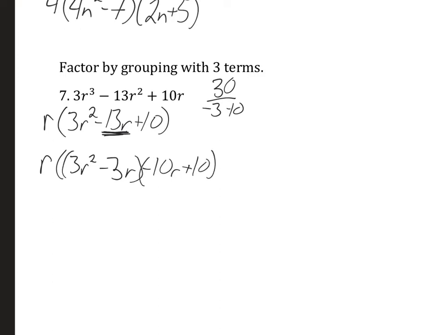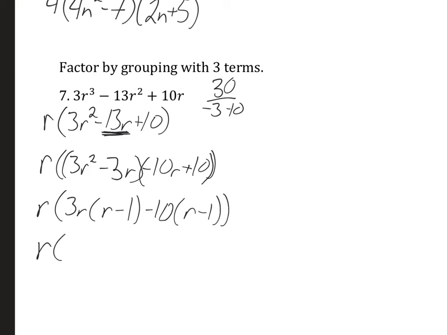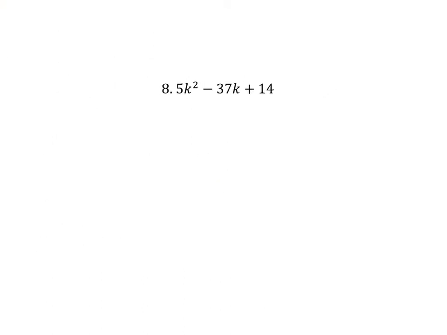Now it literally just changed it so that it is now factoring with 4 terms instead of just 3. So now we have R parenthesis. I can pull out a 3R for this first one. So that leaves me with R minus 1. And the second one, I can pull out a negative 10. So that leaves me with R minus 1. My final answer will be R parenthesis 3R minus 10, R minus 1. Okay. Go ahead and try out the second one.